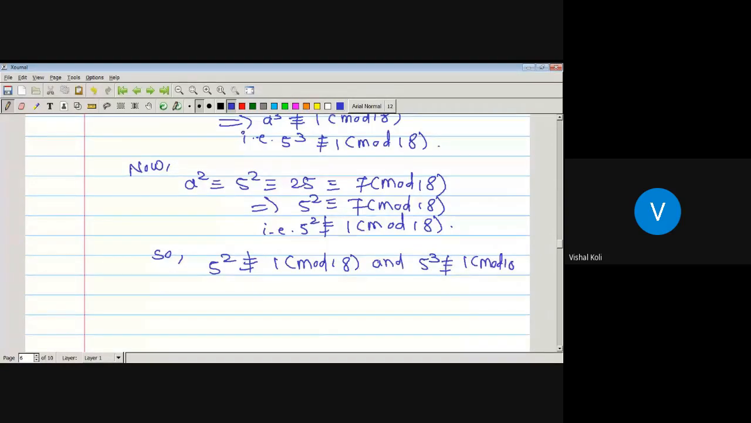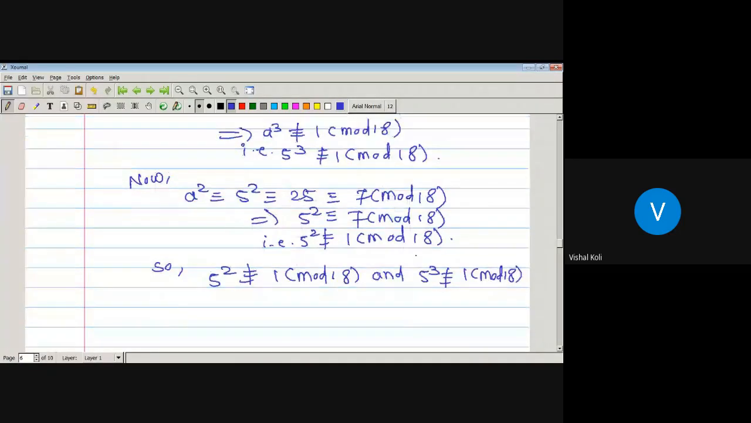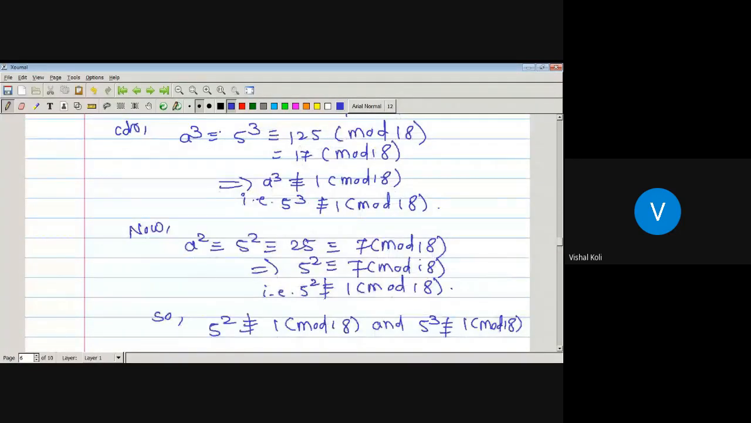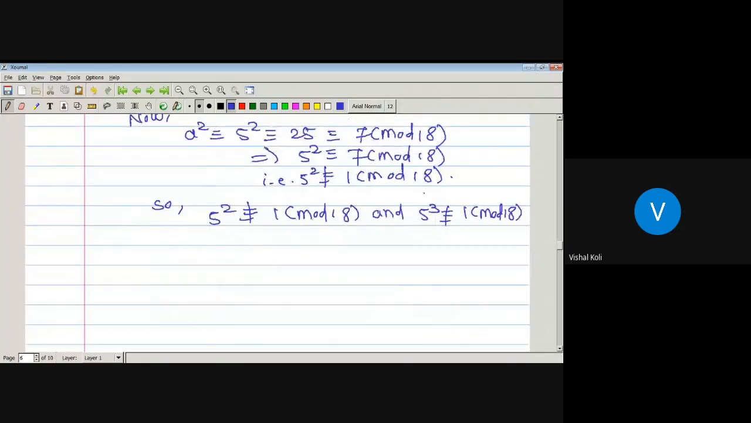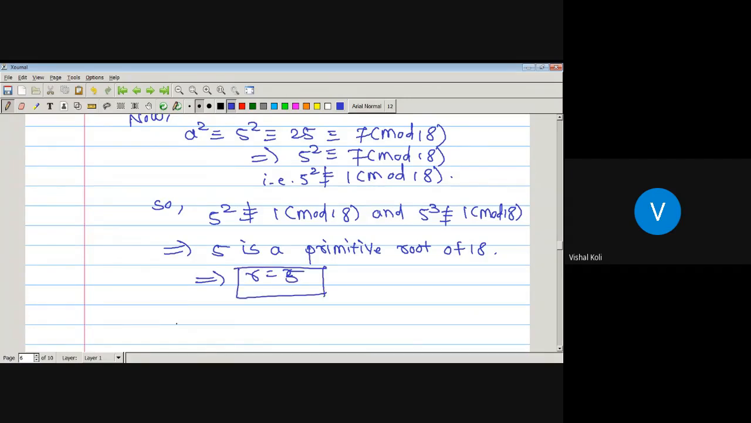Then by the previous result, any integer a is a primitive root of n if and only if a to the power phi(n) upon p is not congruent to 1 modulo n for every prime divisor p of phi(n). As here 5 square and 5 cube both are not congruent to 1 modulo 18, which implies 5 is a primitive root of 18. So here we get the value of r equal to 5, which implies 5 is the smallest primitive root of 18.